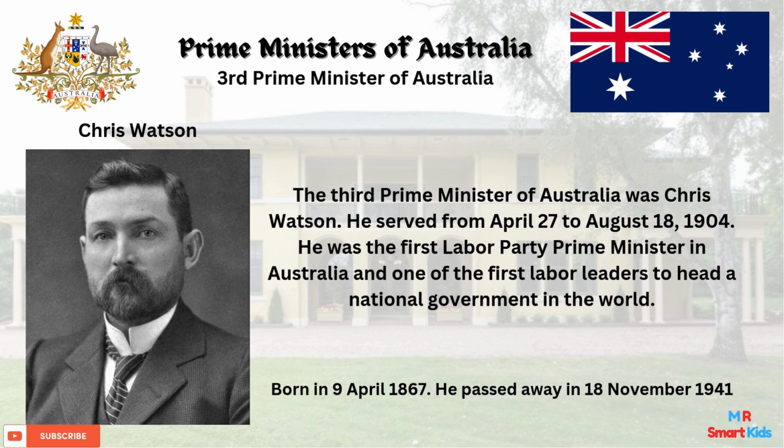The third Prime Minister of Australia was Chris Watson. He served from April 27 to August 18, 1904. He was the first Labour Party Prime Minister in Australia and one of the first Labour leaders to head a national government in the world. He was born on April 9, 1867. He passed away on November 18, 1941.